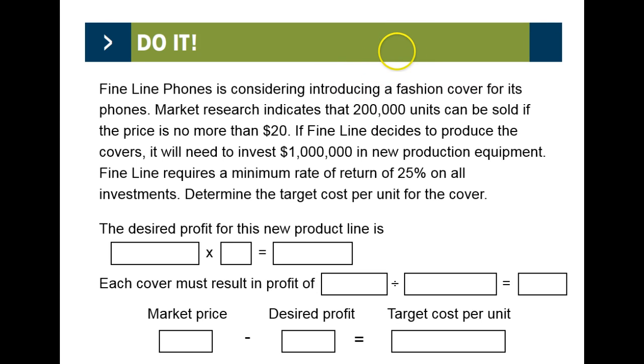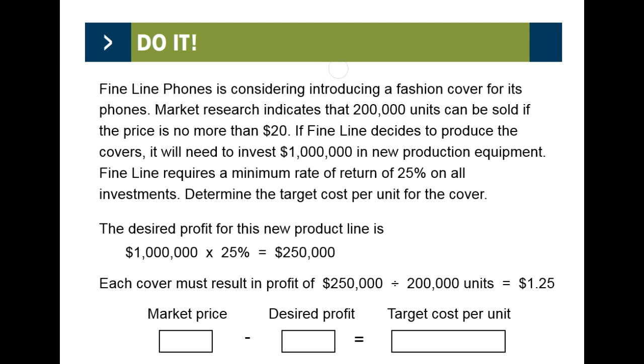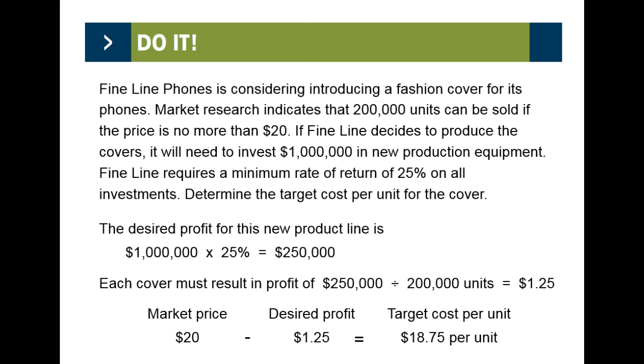So the desired profit for this new product, $1 million at 25%, means $250,000. So each cover needs to result in a $1.25 profit. How are we going to determine that? If we know the market price can be $20 and we want a profit of $1.25, our target cost has to be $18.75.